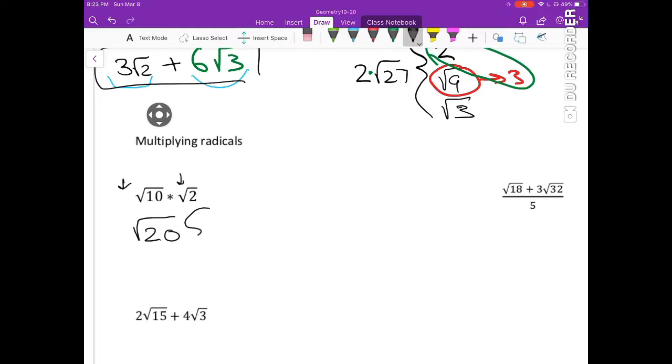So with square root of 20 here, I can break that down to square root of 4 and square root of 5.